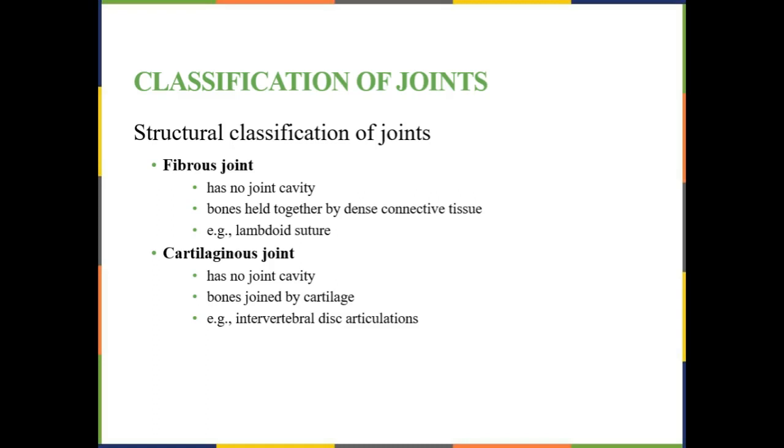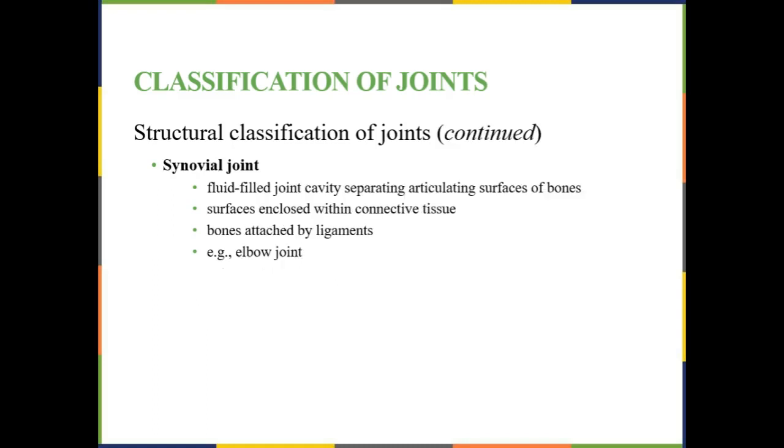A cartilaginous joint is a joint that attaches two bones together by cartilage. Again, no joint cavity. The type of cartilage is either going to be hyaline cartilage or fibrocartilage. The example here is the intervertebral disc between our vertebrae, and that would be a fibrocartilage joint.